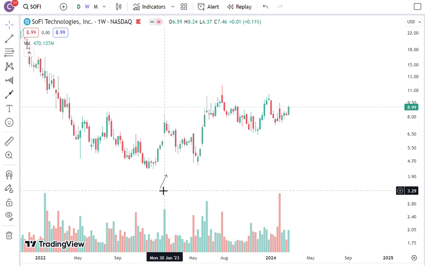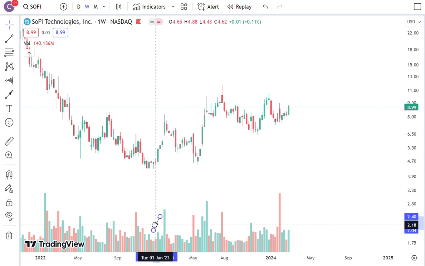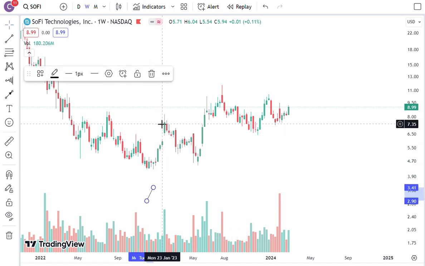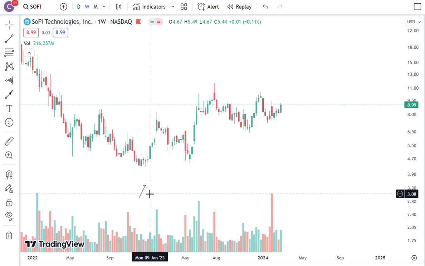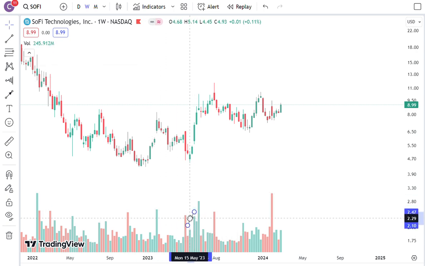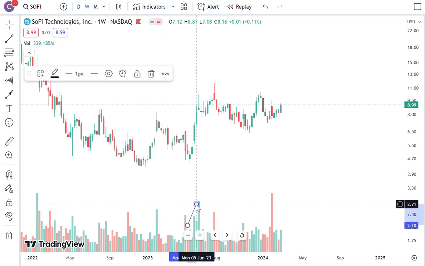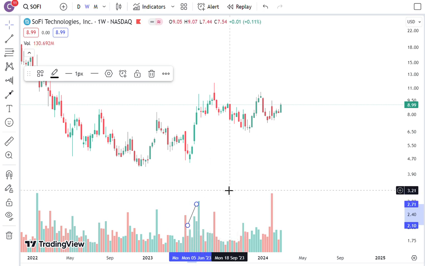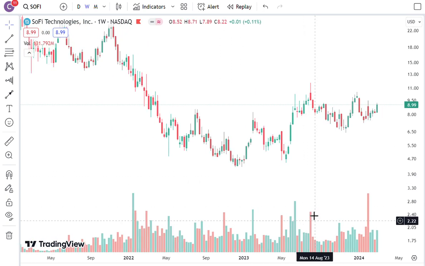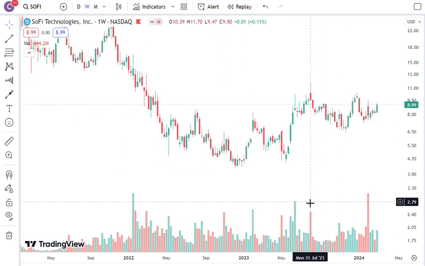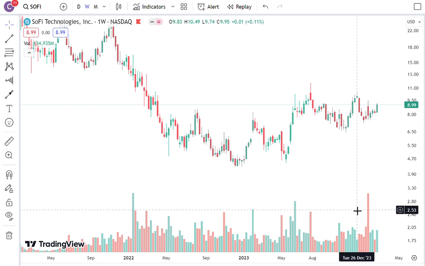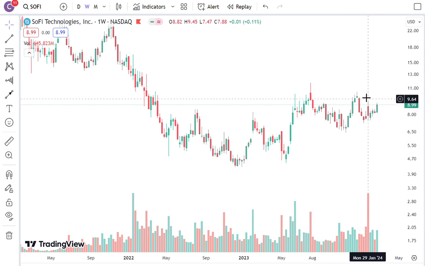You're going to have an uptrend right here. You're going to have increased volume up here, right? You're going to have a downtrend. You're going to have decreased volume. And then you're going to have an uptrend. You're going to have an increase in volume, right? I'm just showing you what I'm seeing here, right? Downtrend, decreased volume. Uptrend, increased volume.